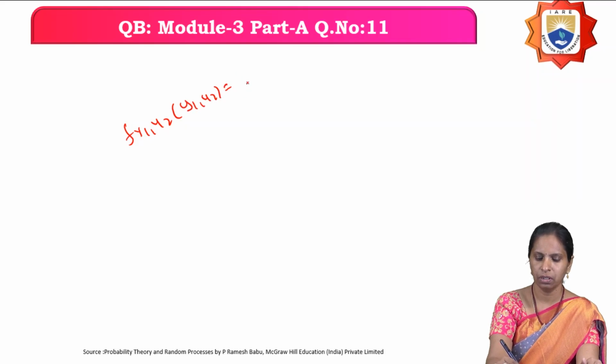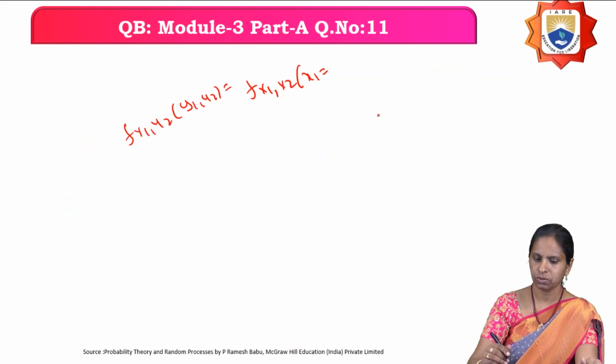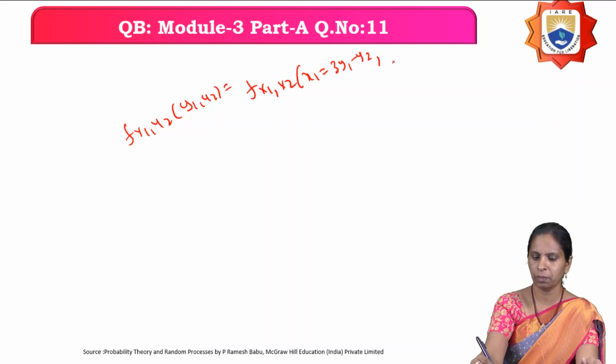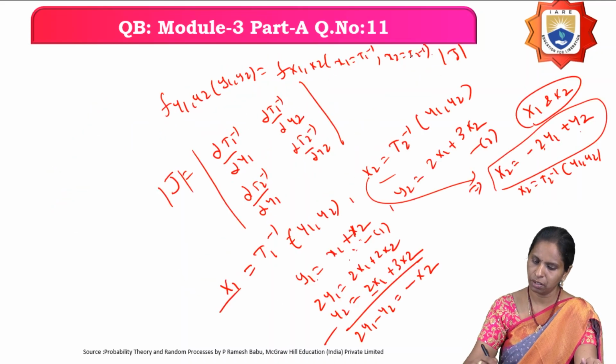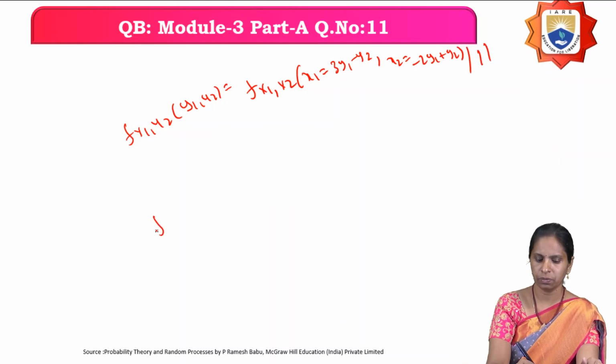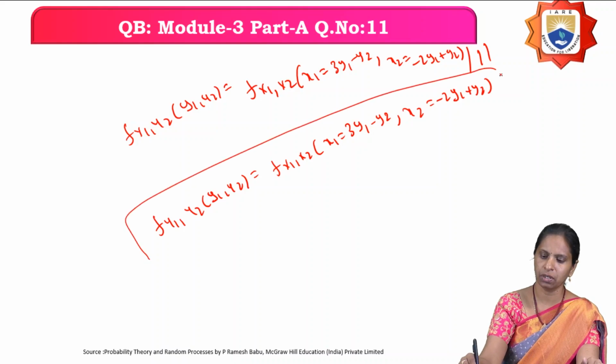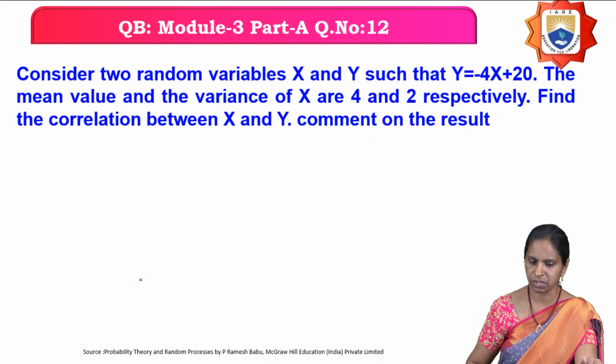Therefore, what is the joint density function of the transformed random variables? f of y1, y2 equals f of x1, x2, where x1 equals T1 inverse, which is 3y1 minus y2, and x2 is minus 2y1 plus y2, into mod of J. Mod of J equals 1. Therefore, f(y1, y2) equals f x1, x2 with x1 equal to 3y1 minus y2 and x2 equal to minus 2y1 plus y2. So this is the joint density function of the transformed random variables.